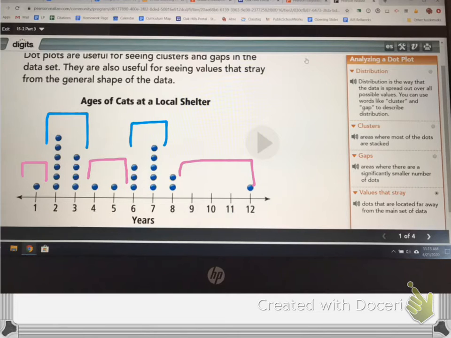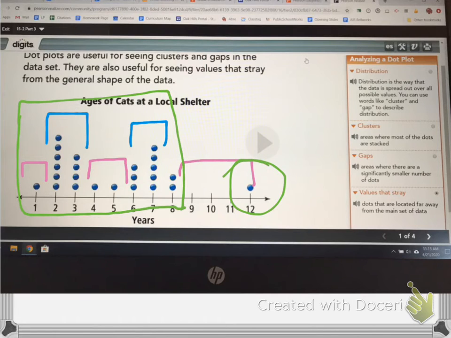And then we have values that stray. Values that stray are dots that are located far away from the main set of data. Most of our data is right here on our dot plot, and then we've got this one way down here. That is a value that strays. Another word for that would be an outlier, and we'll talk more about outliers when we do box plots. But this 1 cat that's 12 years old is pretty unusual compared to the rest of the cats in the shelter. So that's a value that strays.